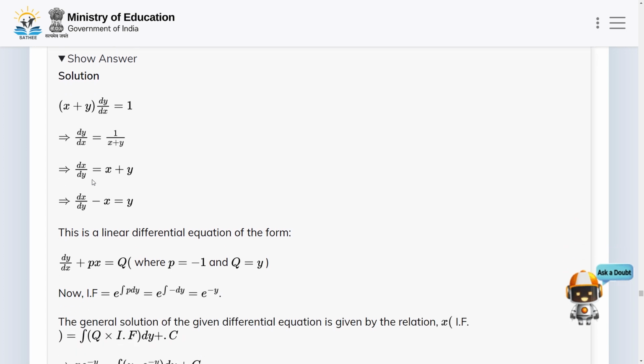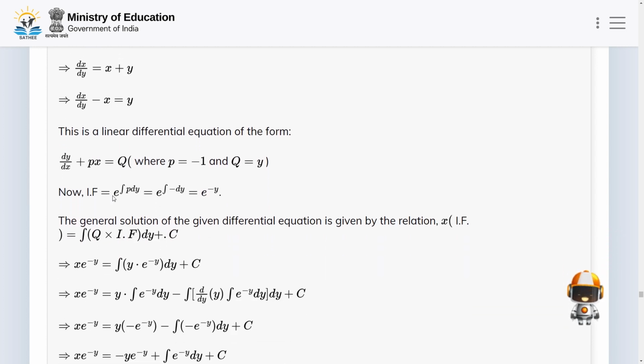Okay, so standard form will be dx by dy minus x is equal to y. This means p will be minus 1, q will be just what? y. Okay, so integrating factor is e. Here this form is dx by dy. This means integrating factor will be e to the integration of p dy. This means e power minus y.